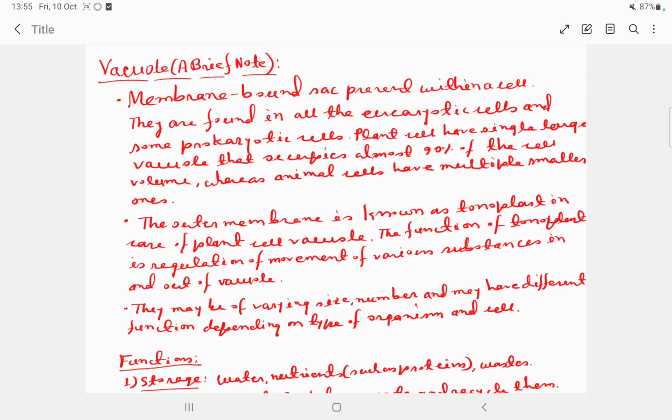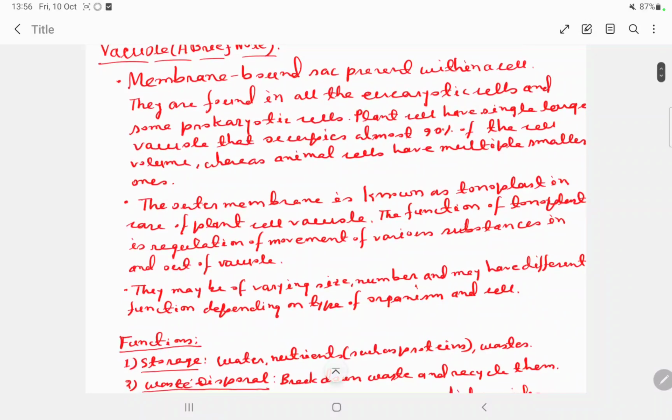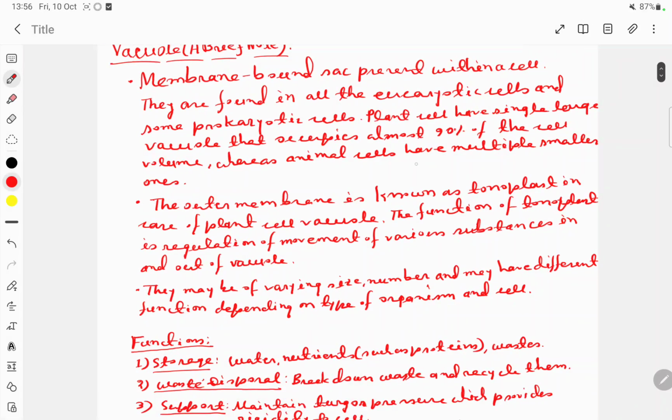So what is a vacuole? A vacuole is basically a membrane bound sac present within a cell. Like, suppose this is a cell, certain organelles of this kind are present, and they are known as vacuoles. They are found in all eukaryotic cells and some prokaryotic cells also.